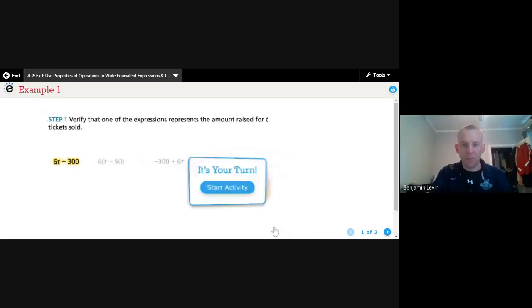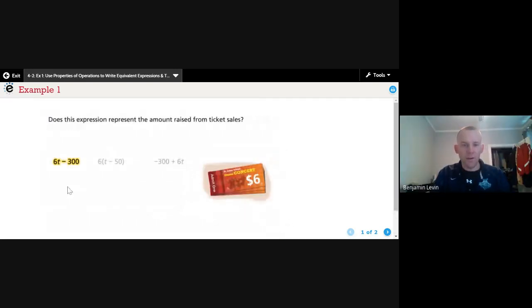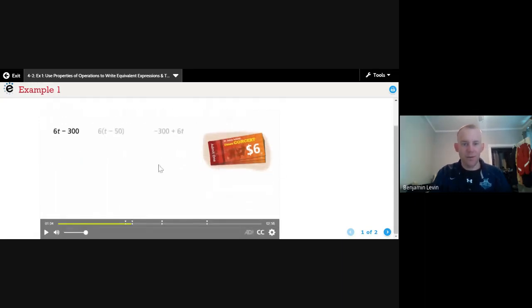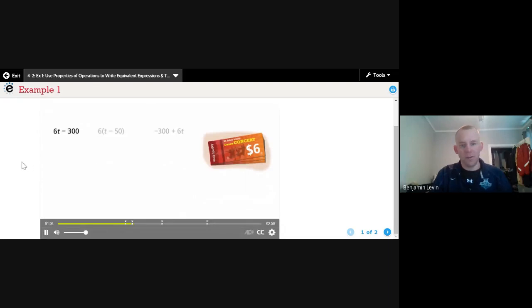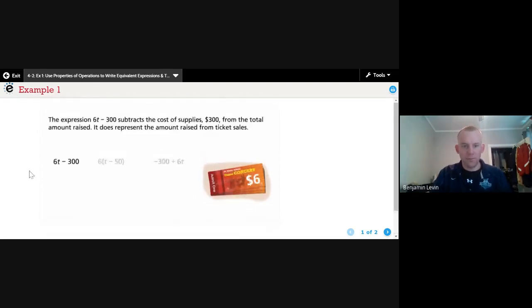Let's go to the next one. Does this expression represent the amount raised from ticket sales? Yes, it does. We just said that yes, it does represent the amount raised. 6 times T is the amount from ticket sales, and then minus 300 is the cost. The expression subtracts the cost of supplies, $300. It does represent the amount raised from ticket sales.